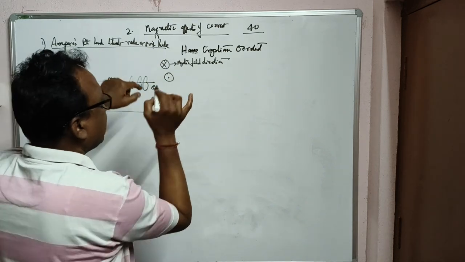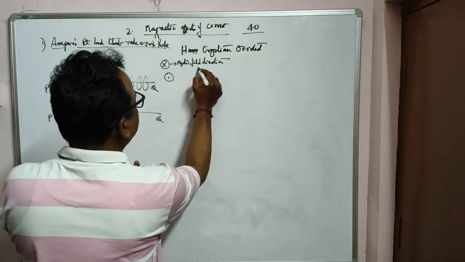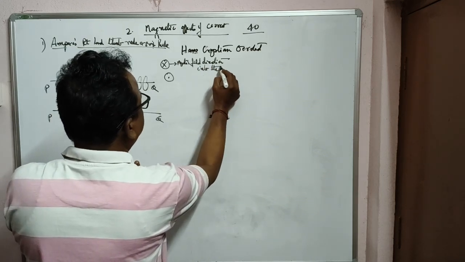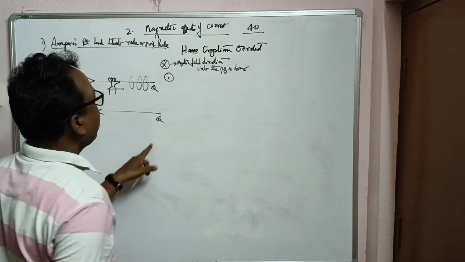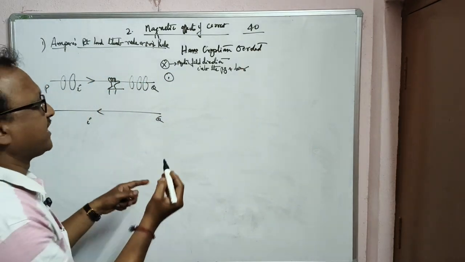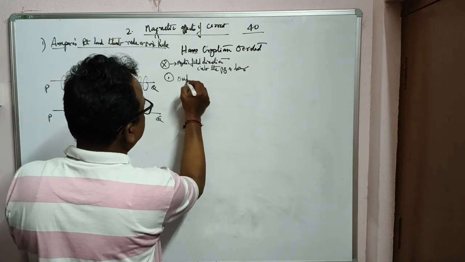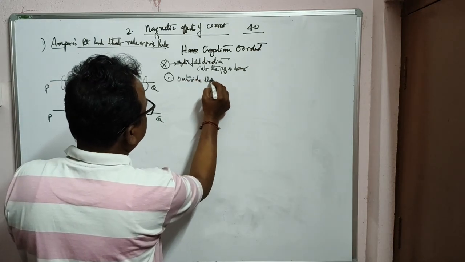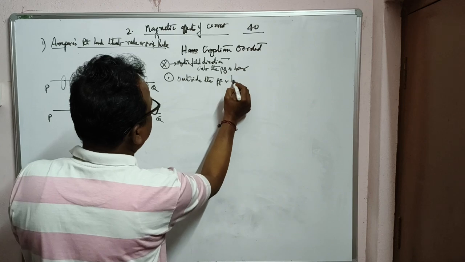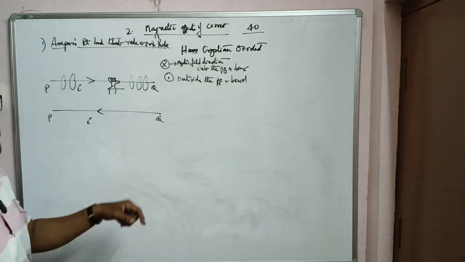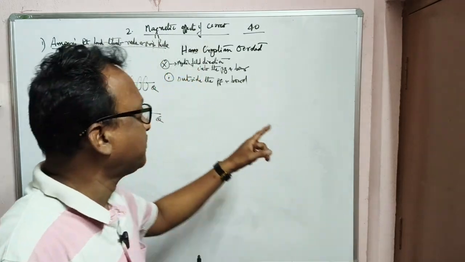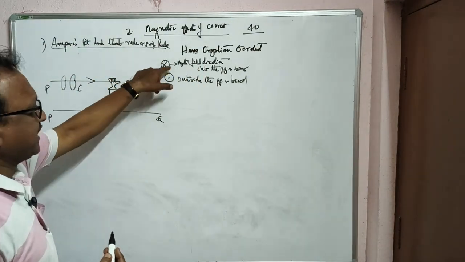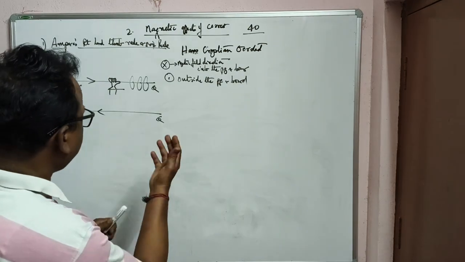Into means into the board, into the page or board. If you put a dot, it means it is outside the board or page. Magnetic field outside the page or board. So these are the symbols you will be using. Maybe you do not know them now, but in higher classes you will be using these symbols. Into means into the page, dot means outside the page.